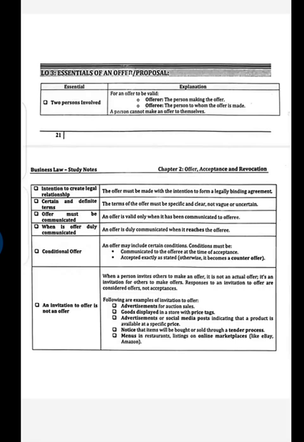So there must be an intention to create a legal relationship. The offer must be made with the intention to form a legally binding agreement. So there must be an agreement that contains rules and regulations that are not avoided by the laws. So they must be enforceable by law. Then, certain and definite terms.